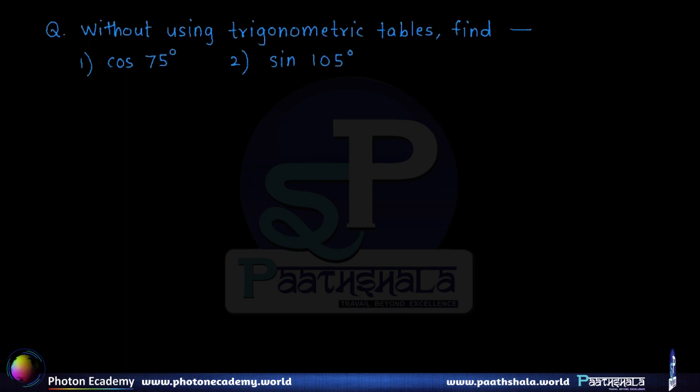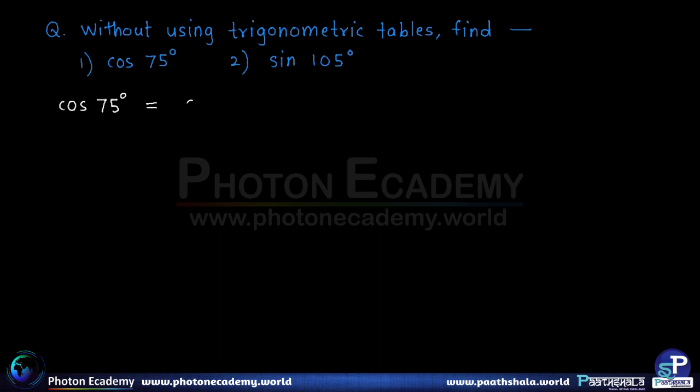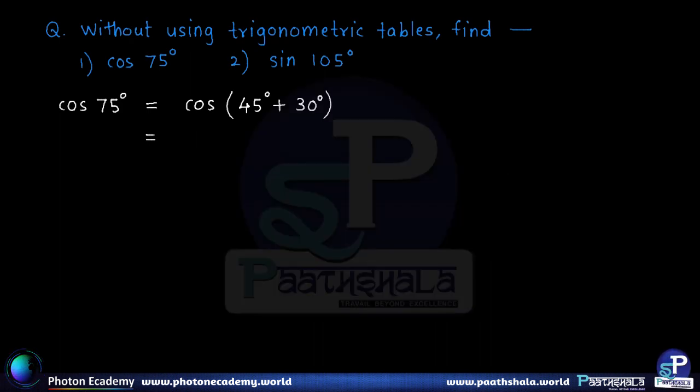So now we have to think of how we can bring 75 degrees with the help of the known angles. Let us consider the first problem, that is finding cos of 75 degrees. We can write 75 as addition of 45 and 30, both of which are standard angles, isn't it? And we have seen the formula for cos of a plus b, that is addition of two angles. That is equal to cos a cos b minus sin a sin b.